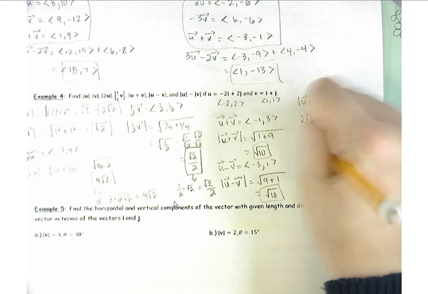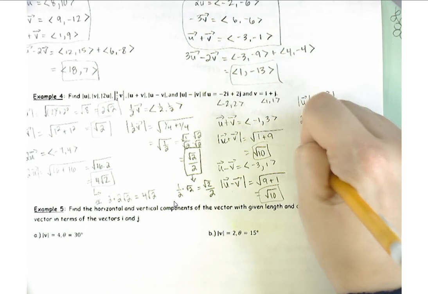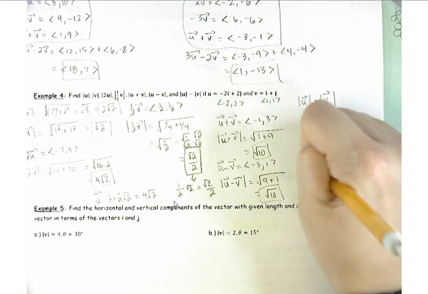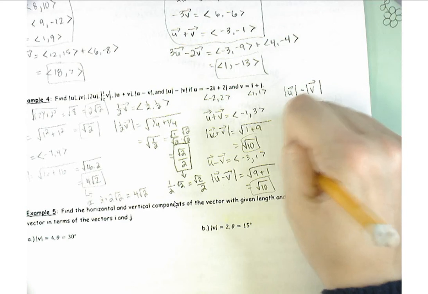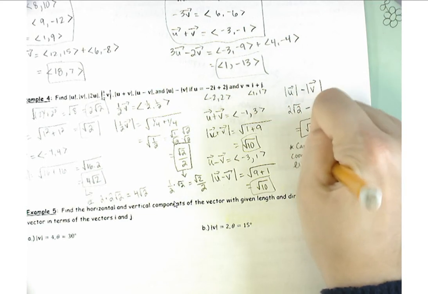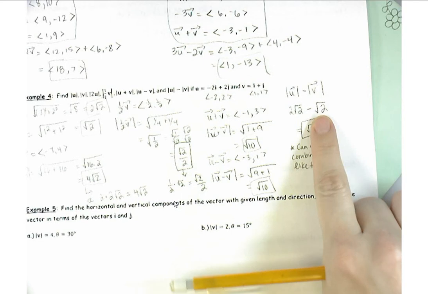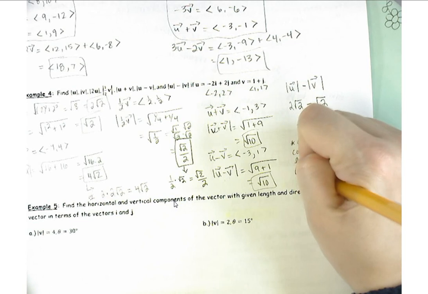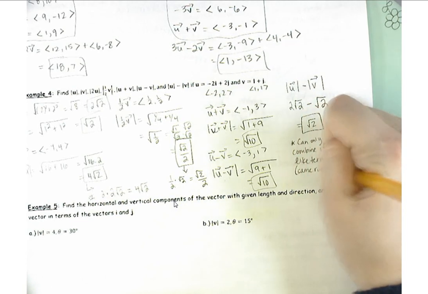Now you can only combine if they're like terms. If they were not like terms, you would just have to leave it. If this was root 3, it would be 2 root 2 minus root 3. So that has to be the same root and radicand.